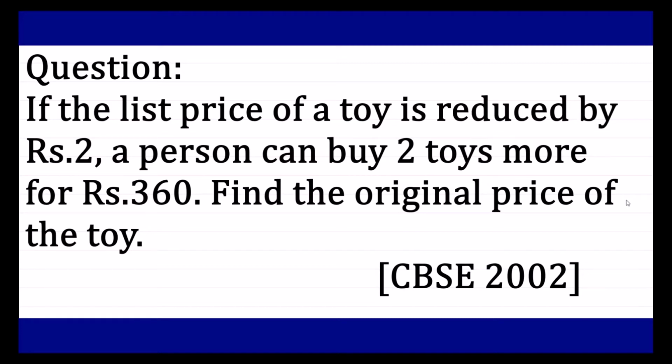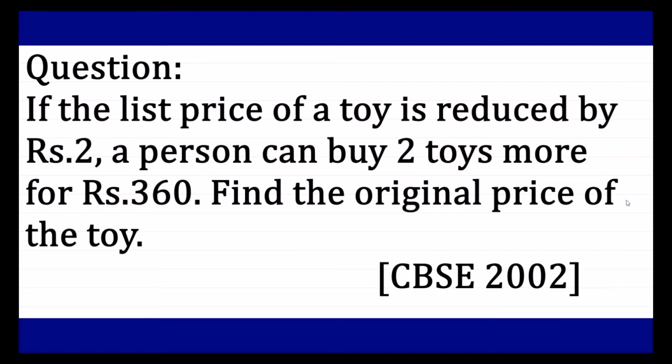Now, as per the question, if the list price of a toy is reduced by Rs.2, a person can buy 2 more toys for Rs.360. Find the original price of the toy. So guys, here we do not know the original price of the toys and the number of toys this person is buying originally before the price got reduced.